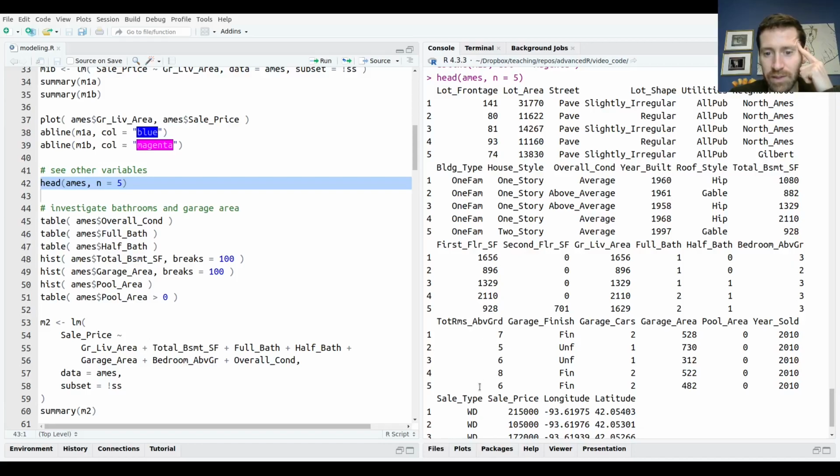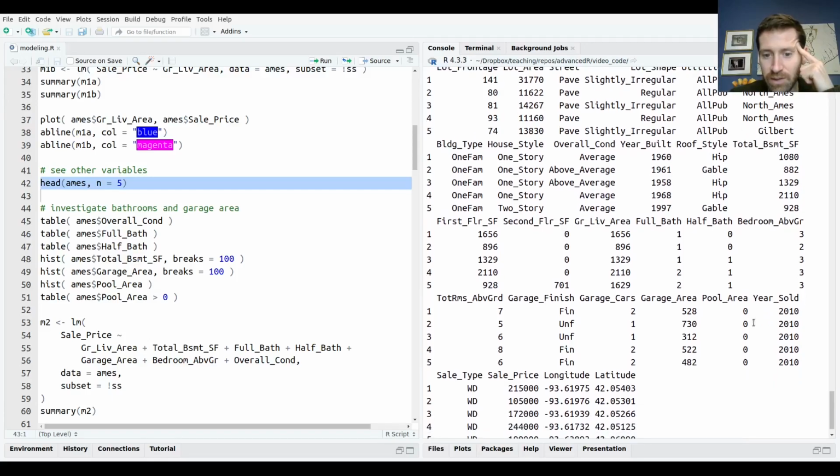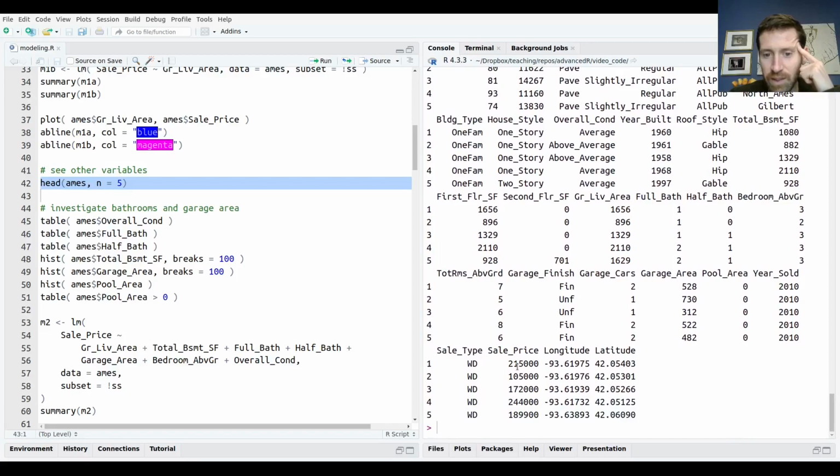Total rooms we'll skip. Garage, well, we'll take a look at these, but I think we're not going to put them in the model. Year sold, I don't think I put it in the model, but I do want to add that and see what happens. And then our response is going to be sale price.